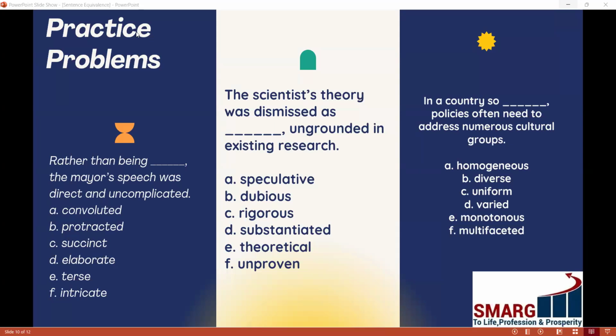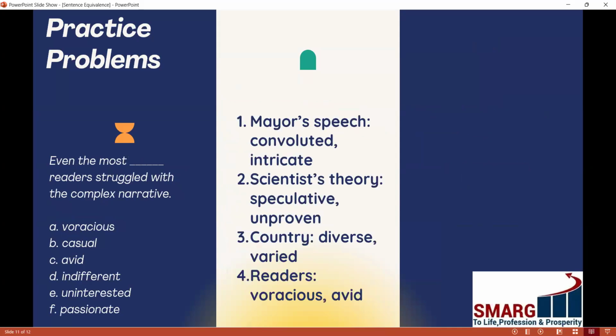And very quickly, just one more question that we have here. Ma'am, how to select which one is correct, B or D, diverse or varied in this? Both. You have to select two. We have been selecting two words till now, dear. Okay, good. Yeah.